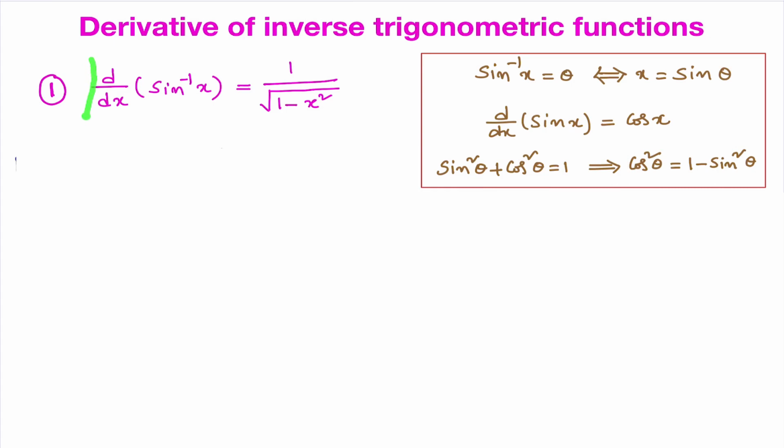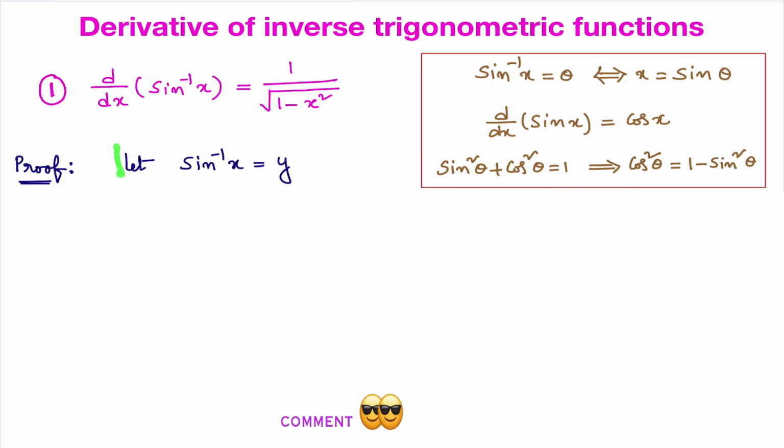To prove derivative of sine inverse x is 1 divided by square root of 1 minus x square, I will take sine inverse x equal to y. You look here, I have taken sine inverse x equal to y. You can take sine inverse x equal to theta also, but I consider here sine inverse x as y. As I considered sine inverse x as y, I need to calculate d by dx of y. Please try to understand. Okay, keep that in your mind.